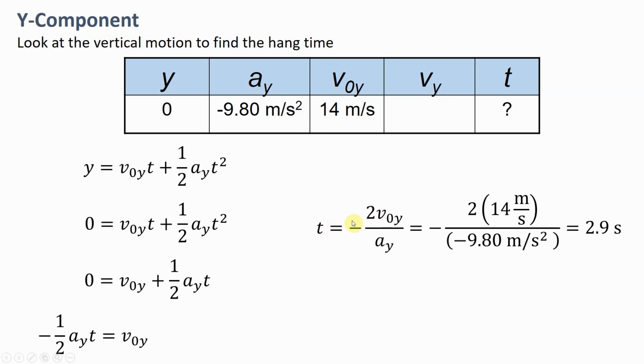I've got this minus sign that might make me a little nervous until I realize that my acceleration is negative as well. So a minus sign and a minus sign here will give me something positive, which is good. If I'd gotten a negative time, I might be afraid that I've made a mistake somewhere. Okay, so anyway, write my equation with my numbers plugged in. Negative 2 times 14 divided by negative 9.8 equals about 2.9 seconds.